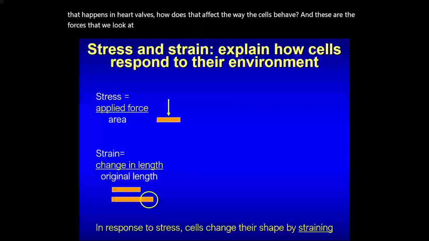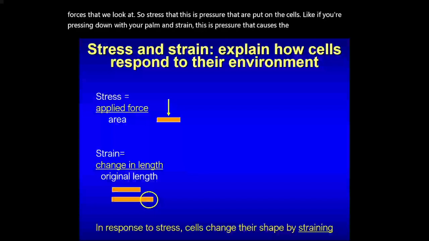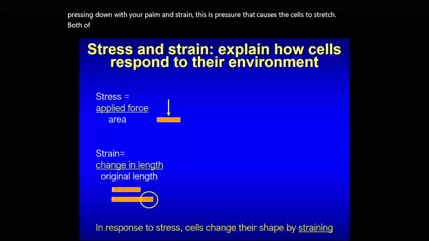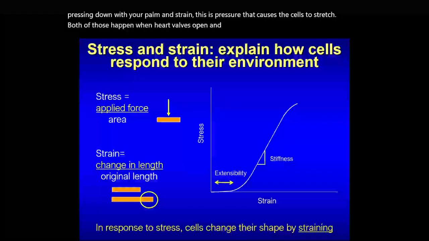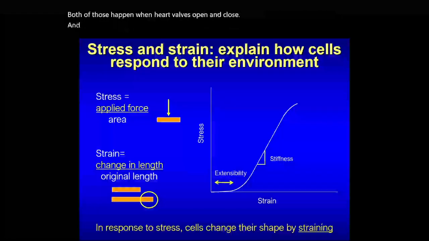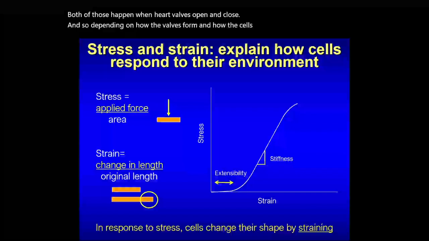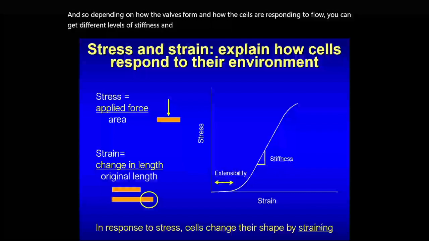So stress, this is pressure that is put on the cells, like if you're pressing down with your palm, and strain. This is pressure that causes the cells to stretch. Both of those happen when heart valves open and close. And so depending on how the valves form and how the cells are responding to flow, you can get different levels of stiffness, and the valves open and close differently.